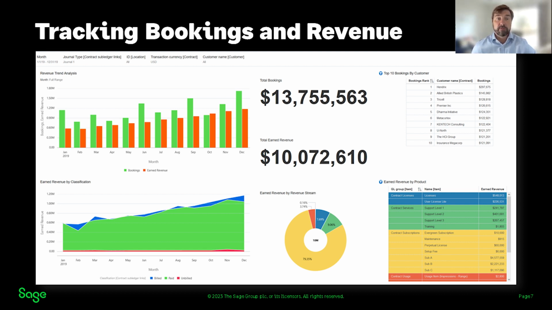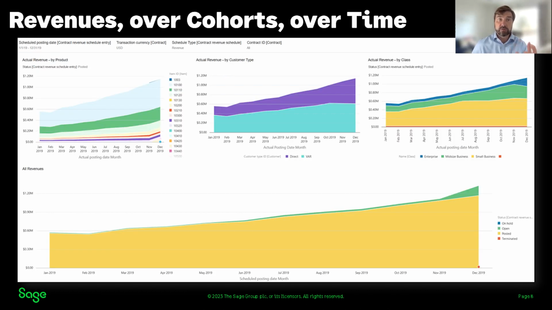The cohort level, being able to classify them, create them the way that you want, and being able to handle it by going down into customers or by product, because the cohort and the dimensional data is there. Revenues over cohorts over time, with different time periods of how you set them up to see how they came in, and being able to, again, do dimensional analysis, customer type and class. Because this is in the financial system, it's audited. You can believe it. And we're going in further on in the presentation.